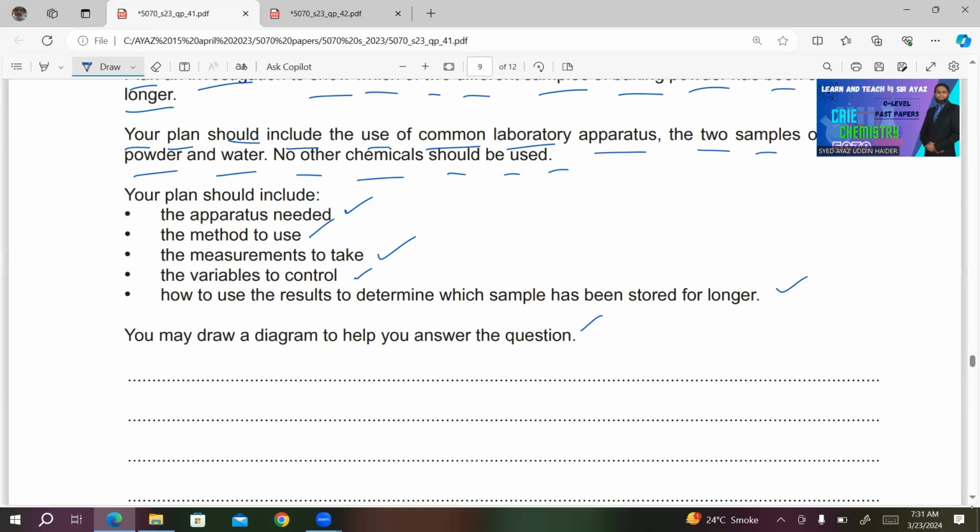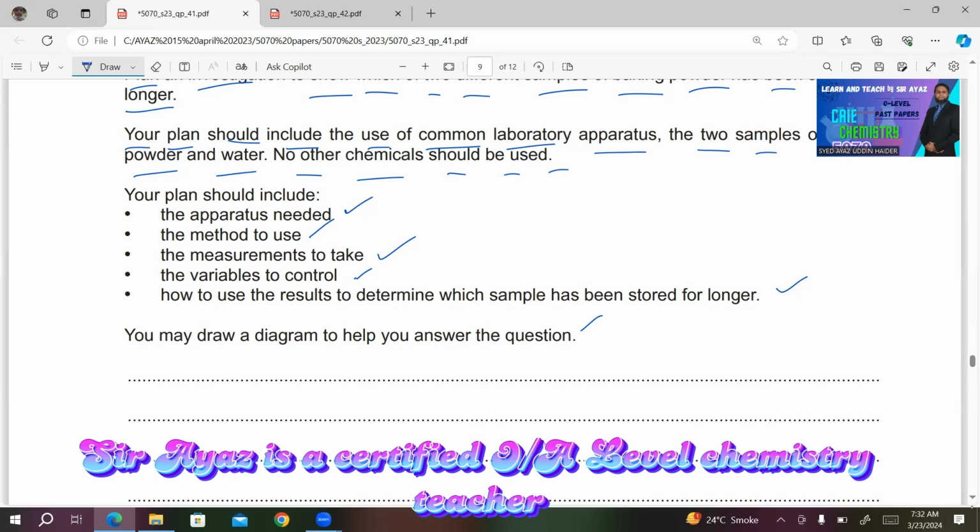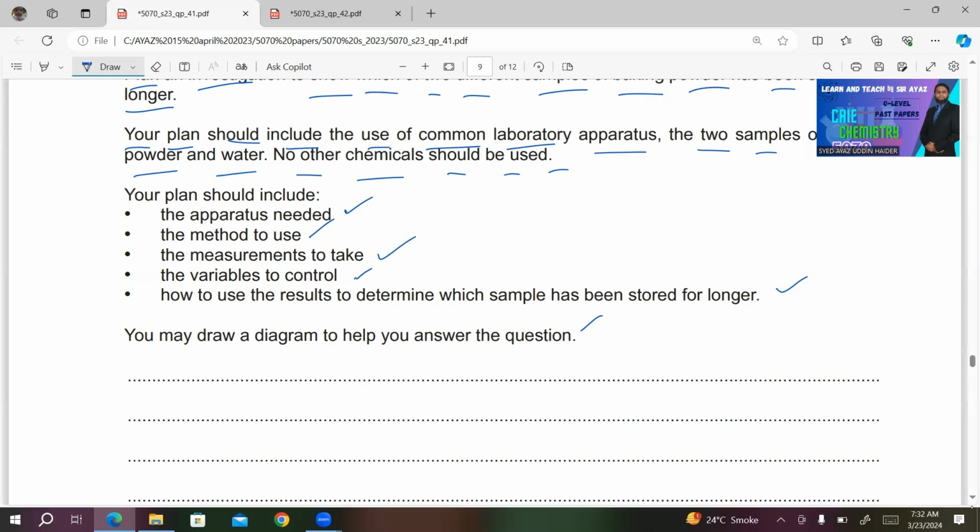Then in case of control, you can write any one of these, like you must have same mass of each sample, or you can calculate the change in mass, same volume, see the change in volume per gram. You have to calculate this. It should be carried out at same temperature. Then you will measure the total volume of gas produced when there is no further change. Or you will measure the volume of gas produced in a fixed time. The last one is using the result.